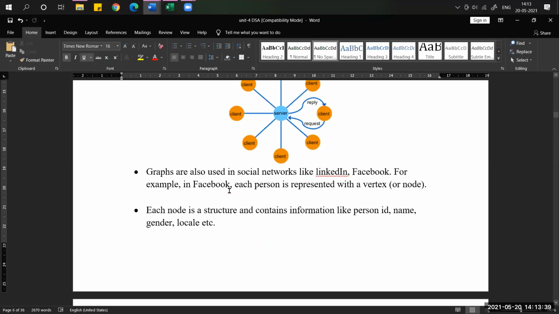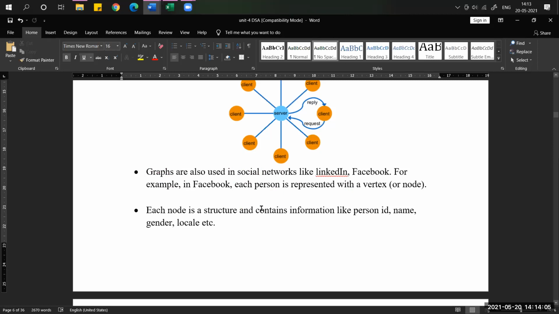Just remember a few applications based on graphs. Even the graph concept is useful in social networks, like LinkedIn and Facebook. In any social network, we use graphs to represent the data.